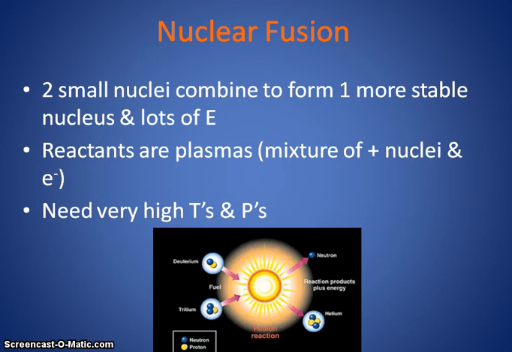For nuclear fusion, we're talking about 2 smaller nuclei combining to form 1 more stable nucleus and lots of energy. Reactants are going to be plasmas, which is a random mixture of positive nuclei and electrons. Solids just can't withstand the temperatures that you need because you need very high temperatures and pressures in order to bring those nuclei together. This is how the sun produces energy, and how hydrogen bombs are made.